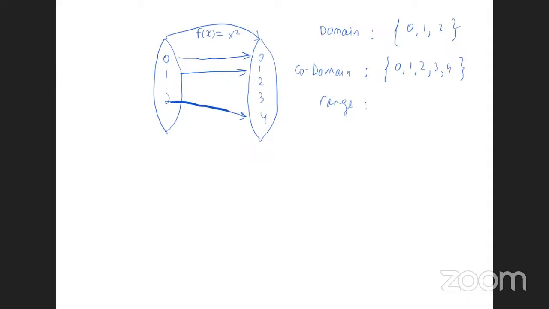The codomain is where you get the images from, so all the values. The values don't have to be an image to be in the codomain. But for the range, the values have to be an image. So what's the range? 0, 1, 4. Okay? 0, 1, and 4. So here's an example of where the codomain and the range are not the same.